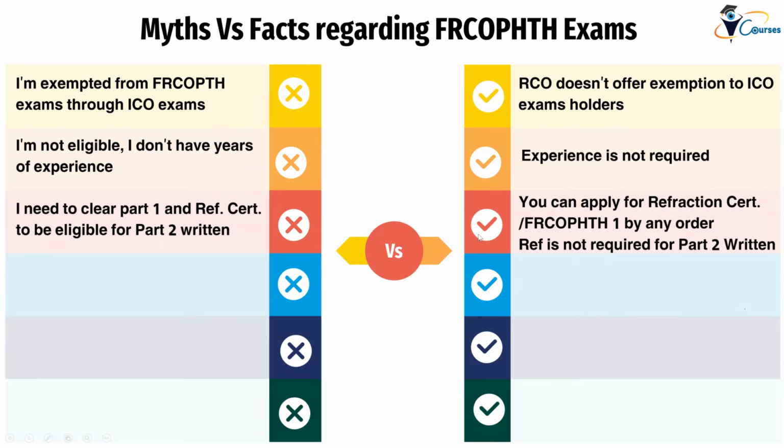Okay, so you can apply for the refraction certificate and FRCOphth part 1 in any order. You are not required to pass the FRCOphth part 1 to sit for the refraction certificate. If you are still a new applicant to the FRCOphth exams, you can start with the refraction certificate or part 1. And when you apply for part 2, the refraction certificate is no longer required. So you can start with part 1, then part 2. Or you can start with part 1, then the refraction certificate, then part 2. Or you can start with the refraction certificate, then part 1, then part 2.